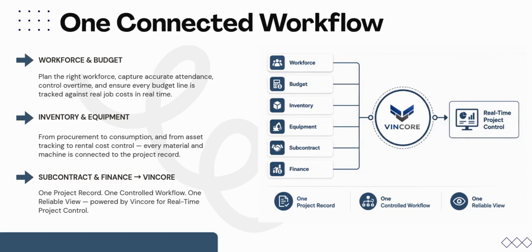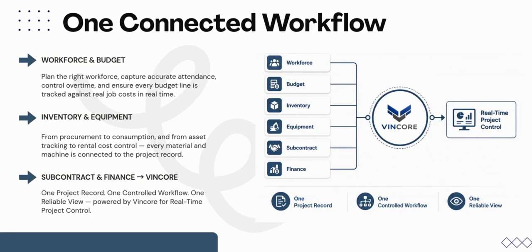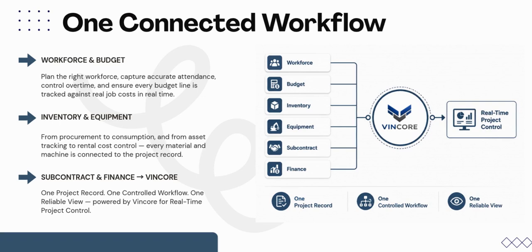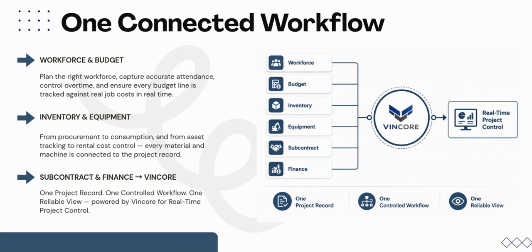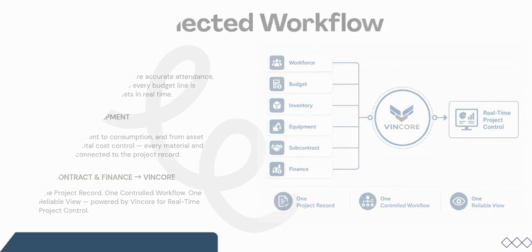Purchase orders become committed cost. Goods receipts update stock and finance. Equipment usage updates project rental cost. Subcontract claims become certified invoices. Every transaction flows into the project budget, job cost, and financial records. Instead of managing separate systems, your teams work from one connected source of truth.